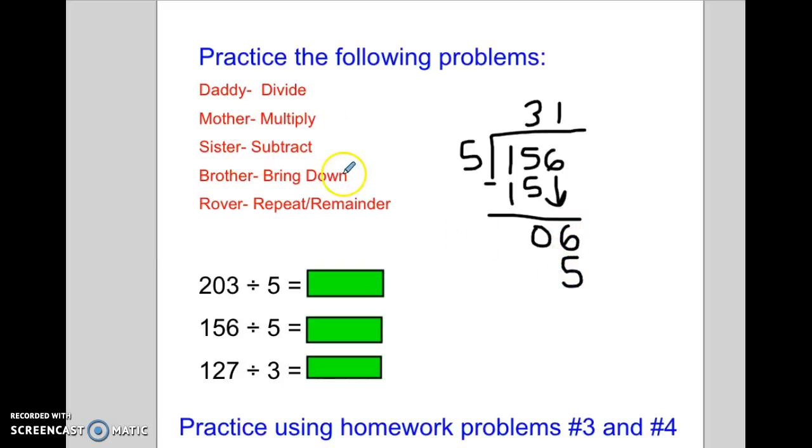Then I get to sister, subtract. 6 minus 5 is 1. And then I could bring down, but there's nothing else to bring down, right? I've gotten them all down, so I don't have to bring down. So now I can't repeat it because I've already brought everything down, but I do have a remainder. So my answer is 31, remainder of 1. All right, and we'll get to practice this on your homework here in a few minutes.